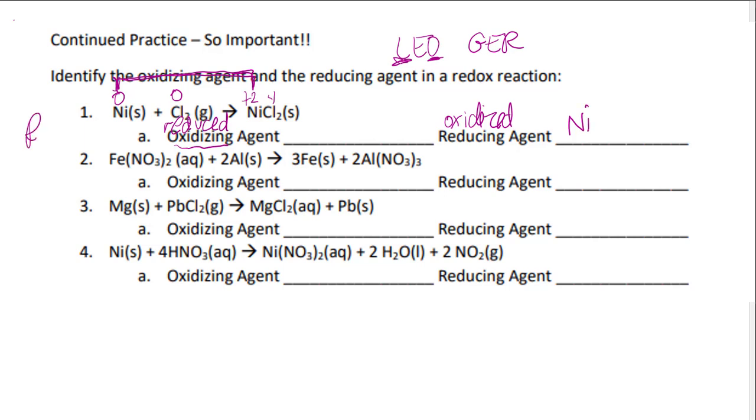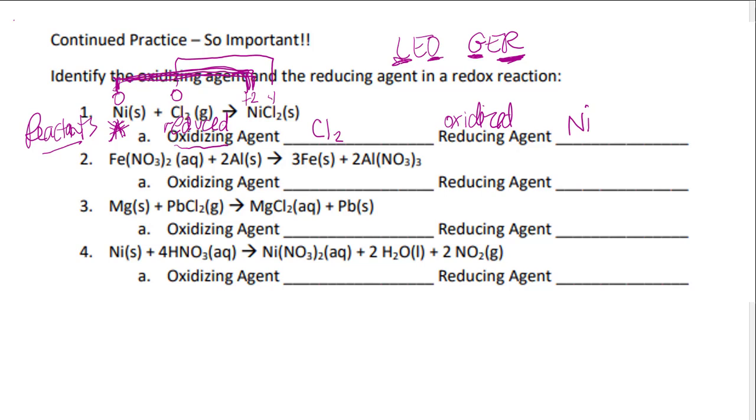If it was oxidized, that means that nickel is the reducing agent. Remember, we're looking at the reactants when we're identifying agents. So nickel went from a 0 to a +2. It was oxidized. Nickel is the reducing agent. Chlorine went from 0 to -1. It gained electrons to go from 0 to -1. So it's going through reduction. That means it is the oxidizing agent. So Cl2 is the oxidizing agent. Let's look at this next one.